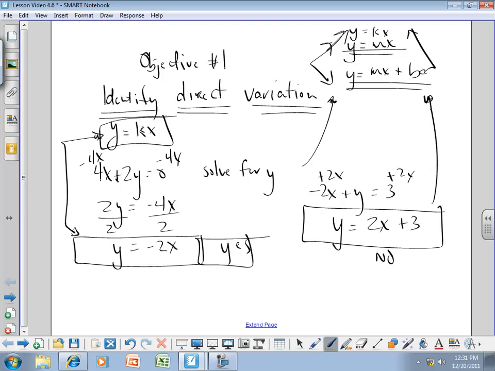It's not because of this plus 3 here. Direct variation doesn't let you put any numbers out here unless you could say plus 0. That's how you're going to tell. It could be in slope-intercept form and not be a direct variation. But this one is direct variation. It's still a form of slope-intercept form. So solve for y. If you have something extra out here, it's not an example of direct variation. All right? Hope that makes sense.